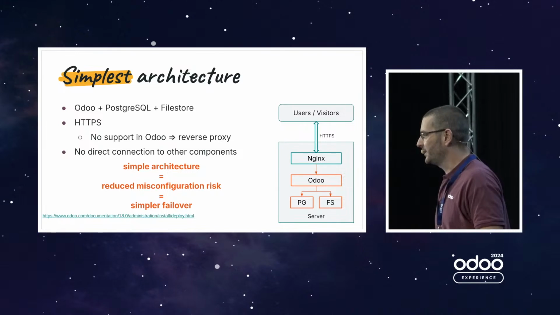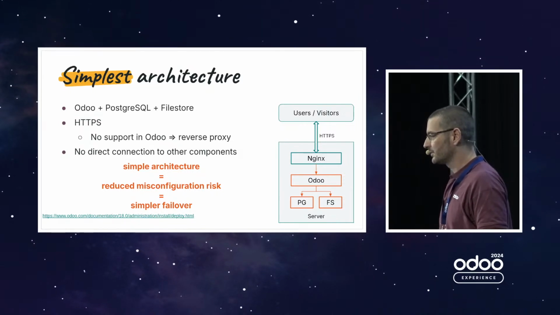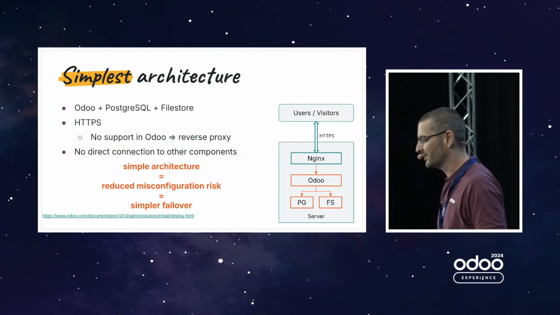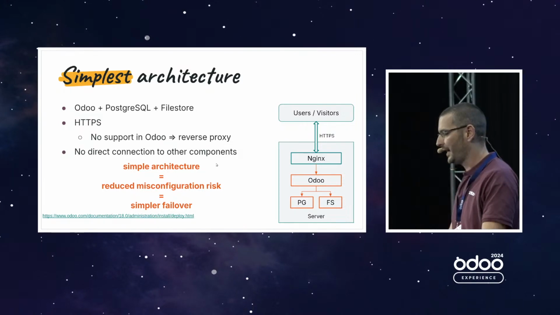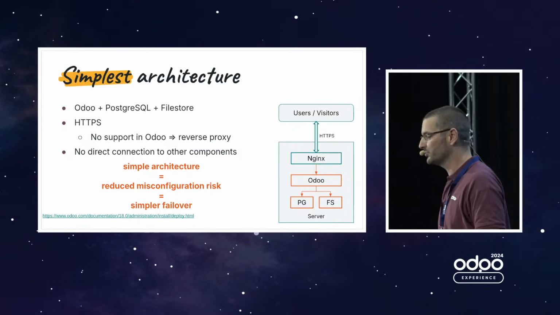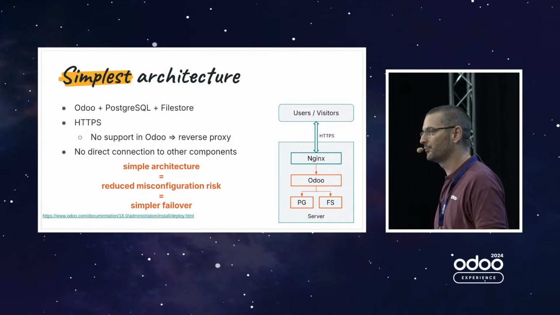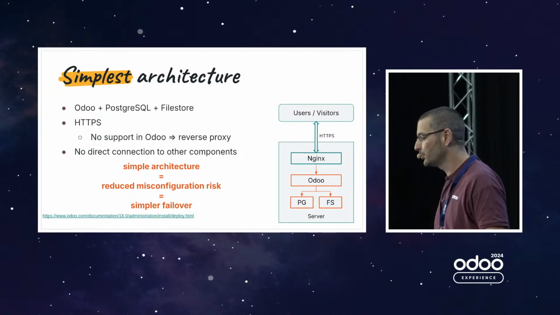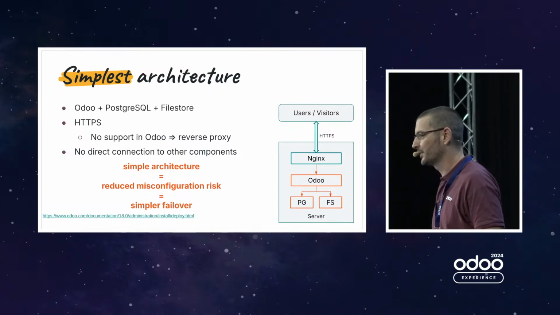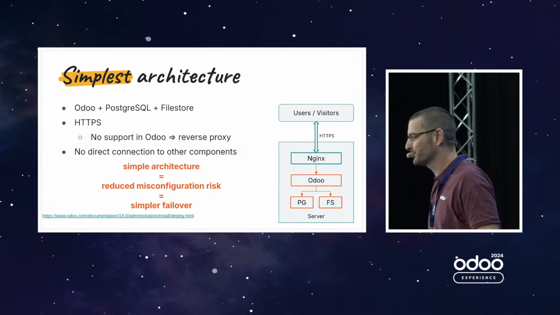With that in mind, let's see what we need to do. The first thing is that you will need to use HTTPS. That's the very first step of any service. You need to use HTTPS. Odoo doesn't support HTTPS, so that means you will need a fourth component: a reverse proxy. Here, for example, I took Nginx because that's the one we are using at Odoo, but any reverse proxy will do the job.